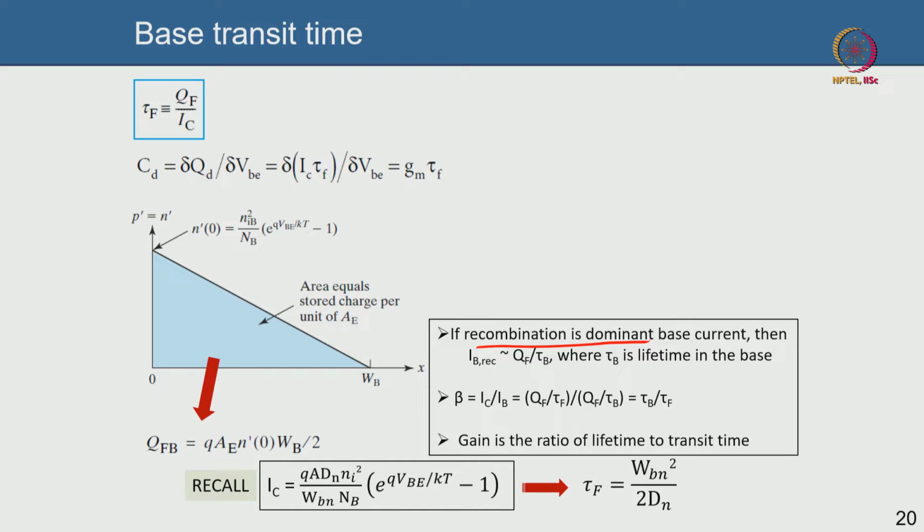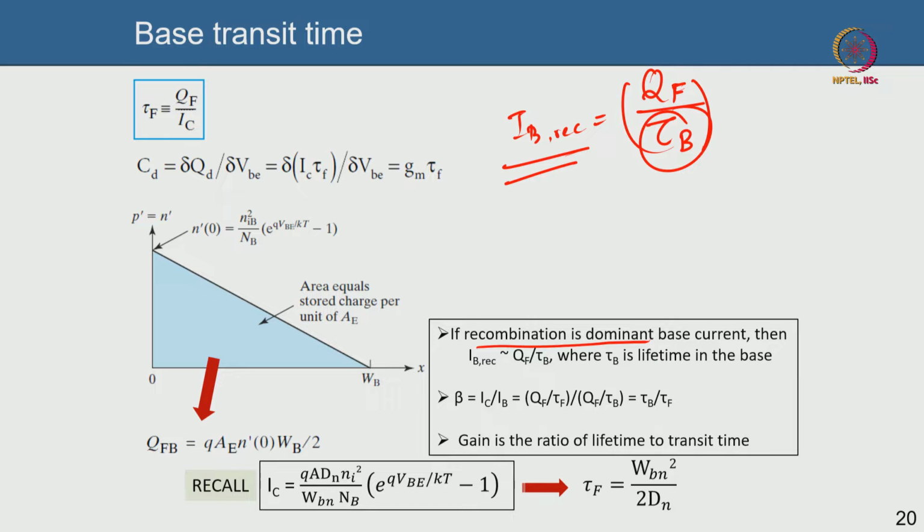Then the recombination current of the base can be expressed as the minority carrier charge stored in the base, divided by the minority carrier lifetime in the base. That ratio is the recombination current. It makes sense, right? Because the minority carrier lifetime is the average time over which an electron hole will recombine. So the recombination current is equal to the charge stored divided by the recombination lifetime.